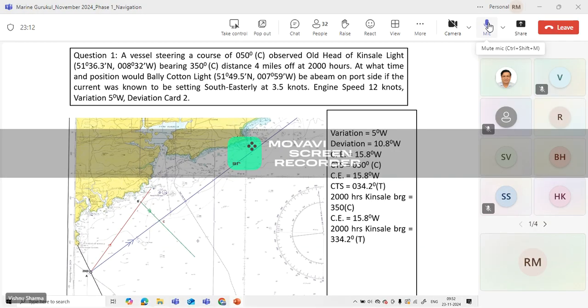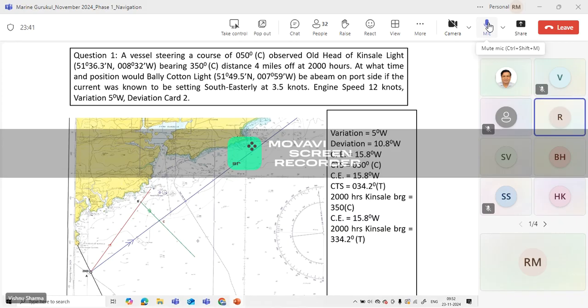Simple, guys. Now tell me, is the ship steering the course as per the red line, or is it steering the course as per the blue line? As per the red line. Steering will be as per the red line. Will the position of the ship remain on the red line or on the blue line? On the blue line. Very good. The position of the vessel will be on the CMG line. CTS will remain 034.2.